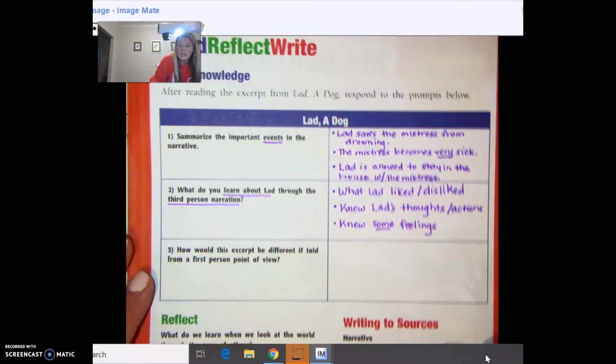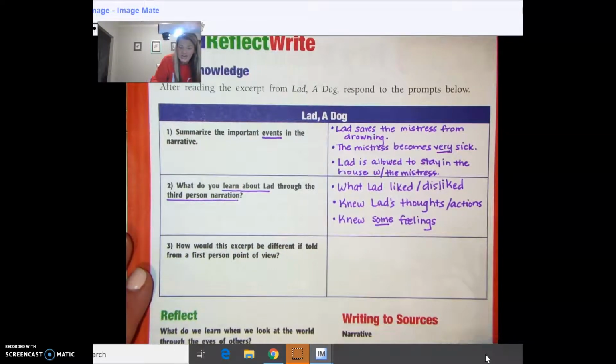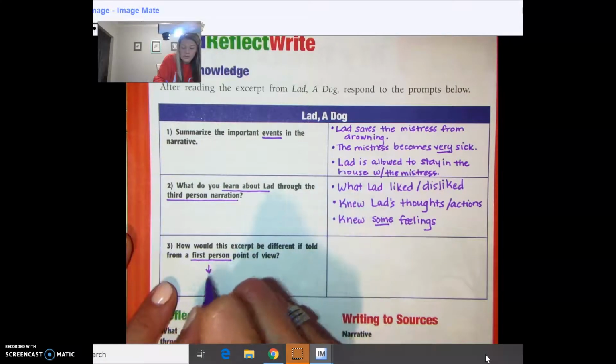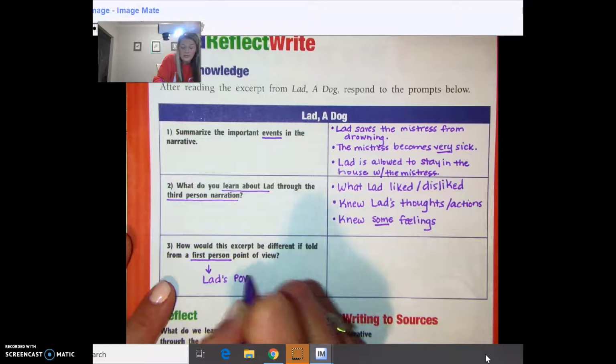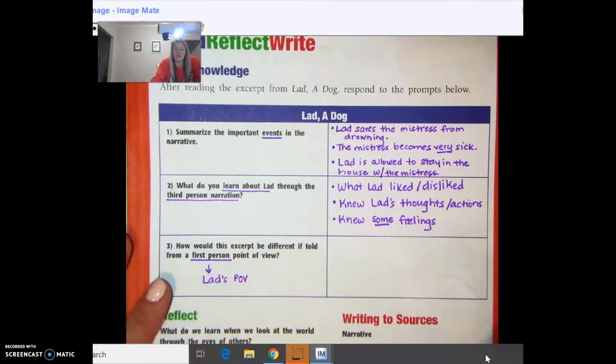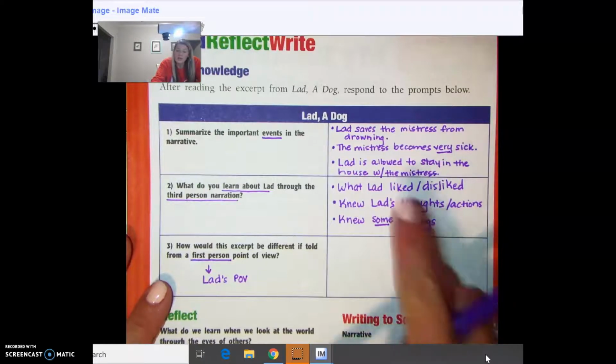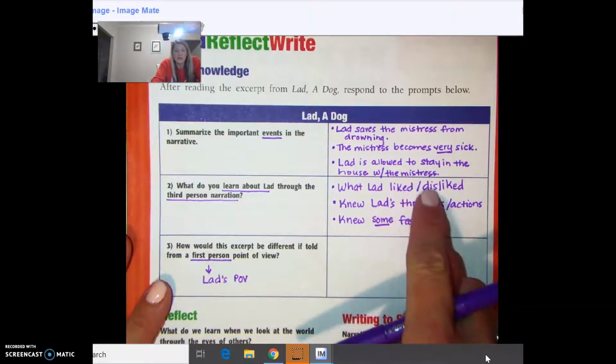So the third question leads us to how that would change if it were told from first person. So in this story, first person would have been if the story had been told from Lad's point of view. How would the story have changed? How would it be a little different? So we already knew what he liked and disliked. So that would not have changed much.